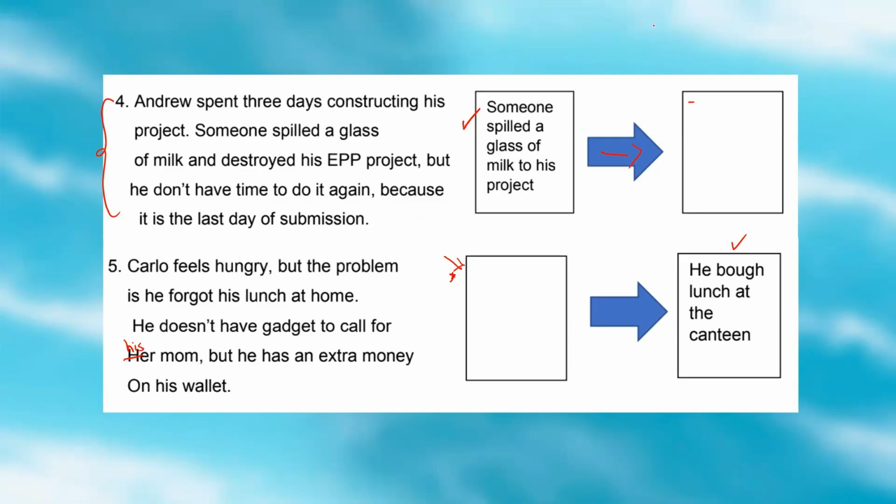Number 4, the solution is not here, but Andrew can ask. This is ask for an extension of the deadline. At least he can have enough time to finish his work. 5, Carlo feels hungry.